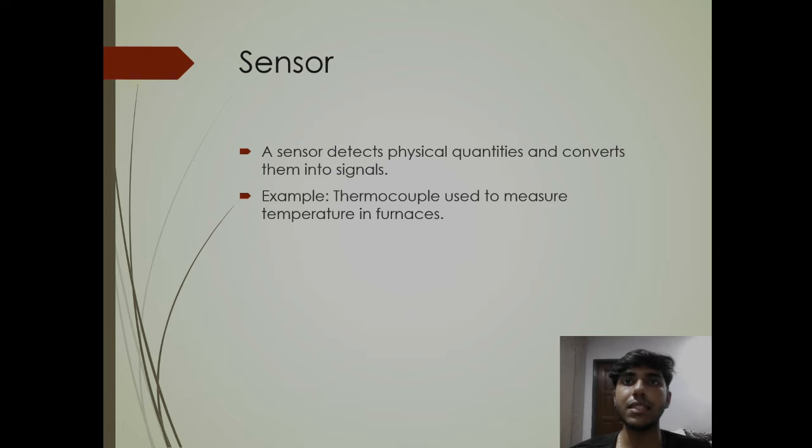The first component is the sensor. A sensor is a device that detects physical quantities and converts them into signals that can be processed by the system. For example, a thermocouple is commonly used to measure temperature in furnaces. So basically, the sensor is responsible for collecting the measurement from the environment.